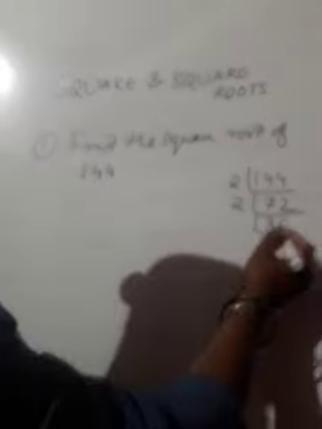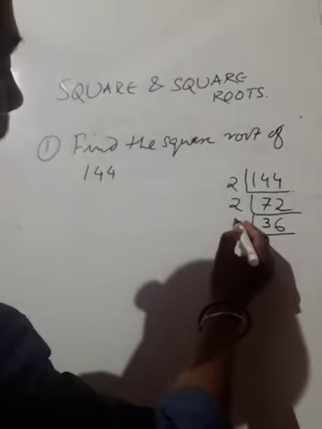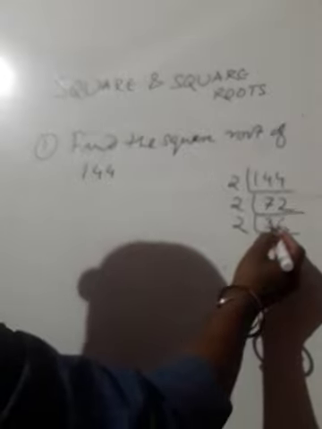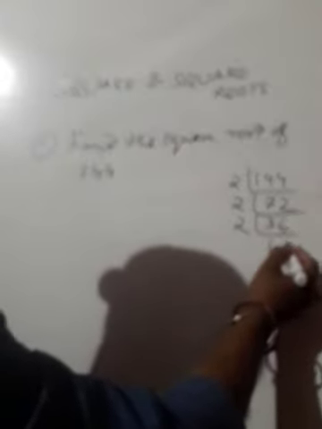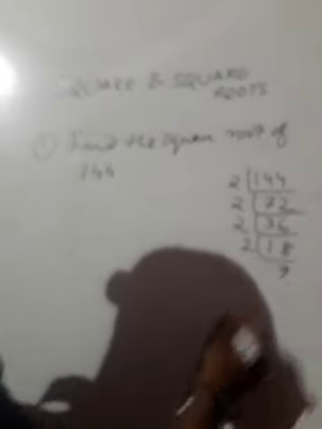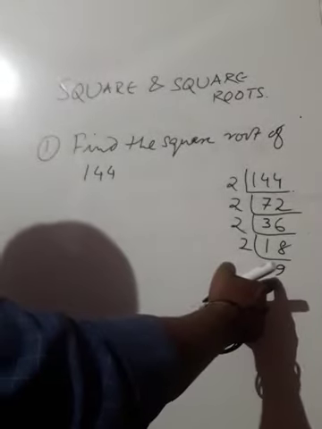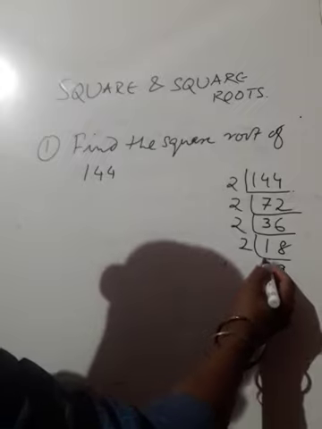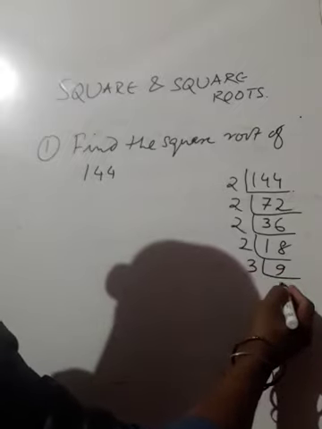Again I divide, as this is an even number, I divide by 2. 2 1s are 2, 1 remainder, then 16, it becomes 16. 2 8s are 16. Again this one similarly I do it, 2 9s are 18. Now we can see that this is not divisible by 2. Then we go to the next prime number, that is 3. And we can see that this one is exactly divisible by 3.